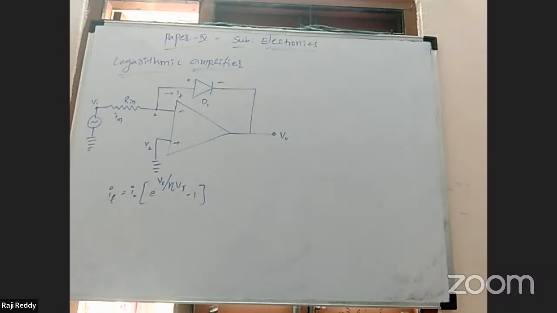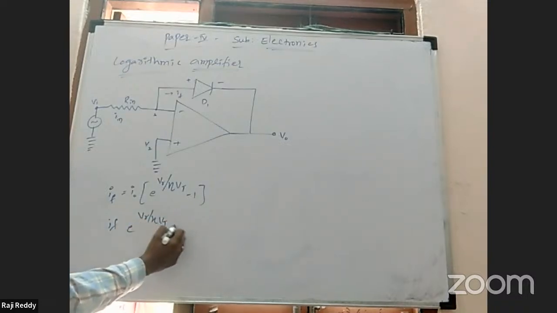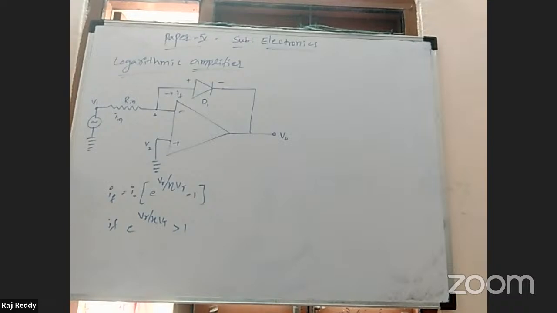If you restrict the operating region of VR, the entire value is greater than 1. If e power VR by eta into VT is much greater than 1, then we'll get IF greater than I naught.